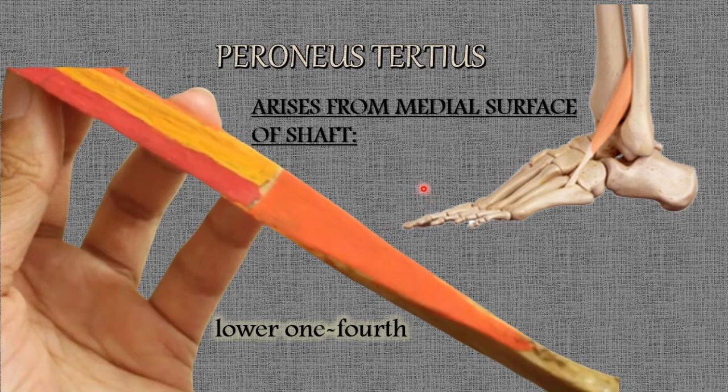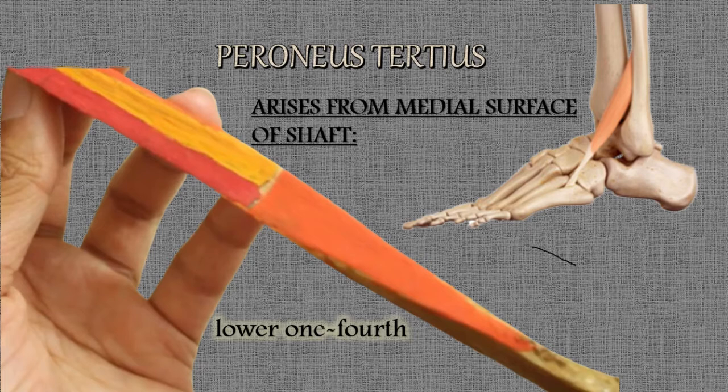Now peroneus tertius arises from the medial surface of the shaft. Again, medial surface of the shaft. So this is the third muscle which is arising from the medial surface of the fibula from the lower 1/4. Now this lower 1/4 is giving origin to the peroneus tertius muscle, right?